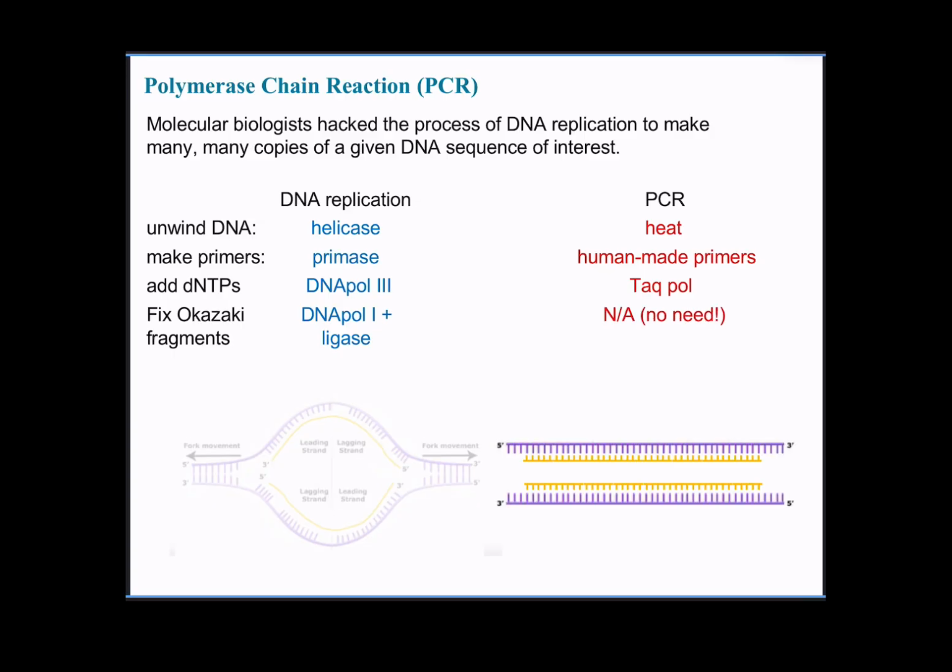In PCR, there's no need for DNA polymerase 1 and ligase because DNA synthesis is never interrupted, so no gaps between fragments, and there's never been any RNA involved in DNA synthesis since the primers that we added made by human-made machines were made of deoxyribonucleotides, not ribonucleotides. Okay? So there's no need for DNA pol 1 and ligase.